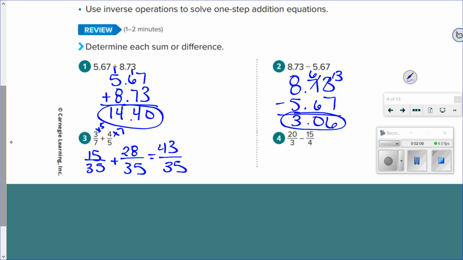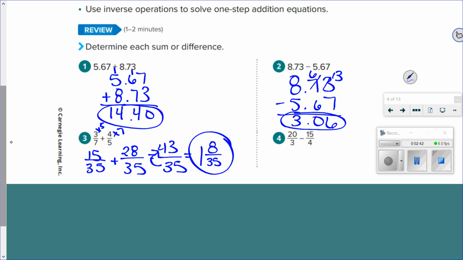What kind of fraction is this? It is improper, so what do I need to do? Turn it into a mixed number. By doing? What operation, guys? Somebody said it. Division. How many times will 35 go into 43? With how many left over? 8. Over 35. All right, and 4.